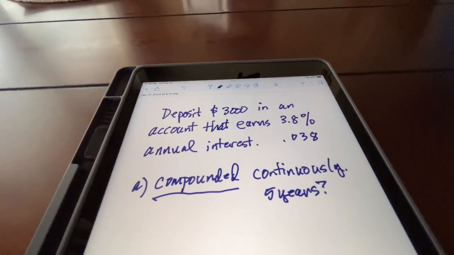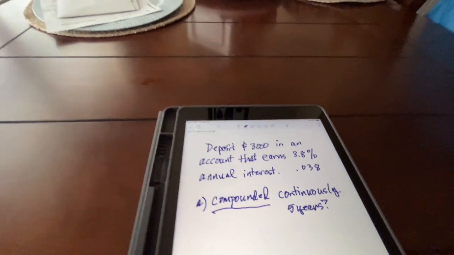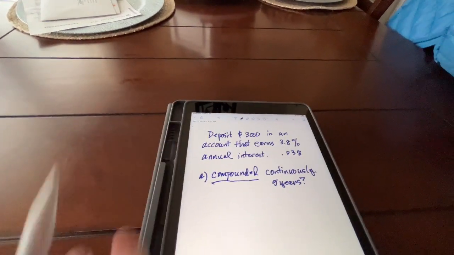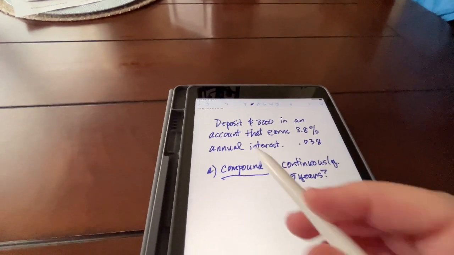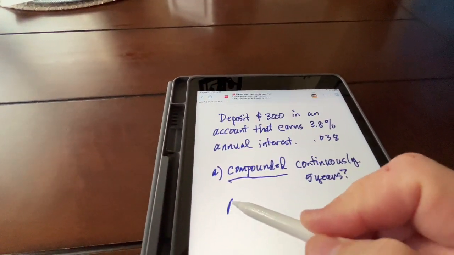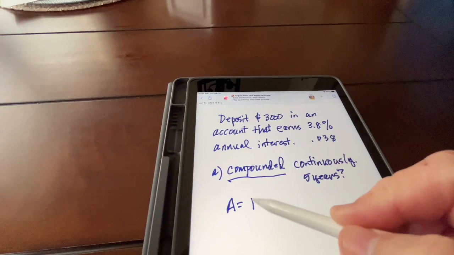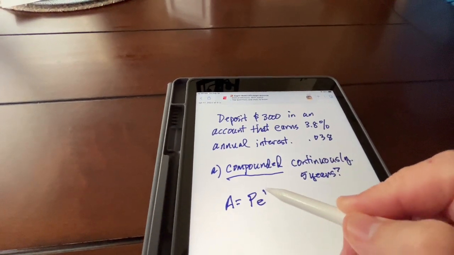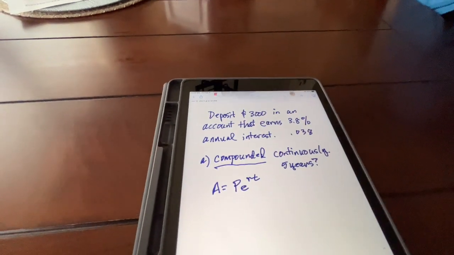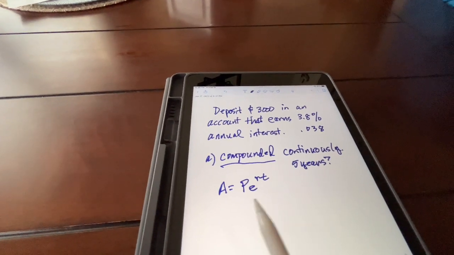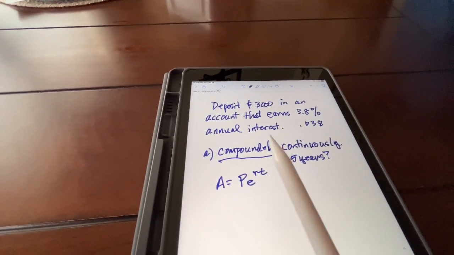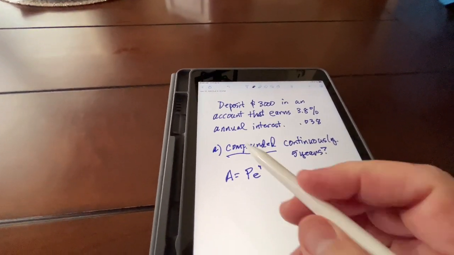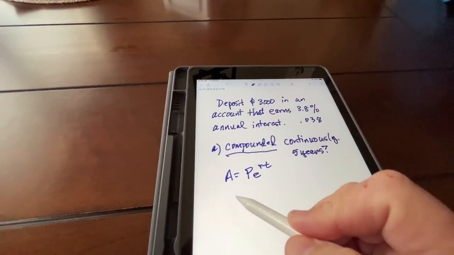But let's deal with this problem because I've seen these in textbooks for years and years. The formula for that is A equals P times E raised to the RT power. P here is the principal, so that's going to be $3,000. So I'm going to put that in first.